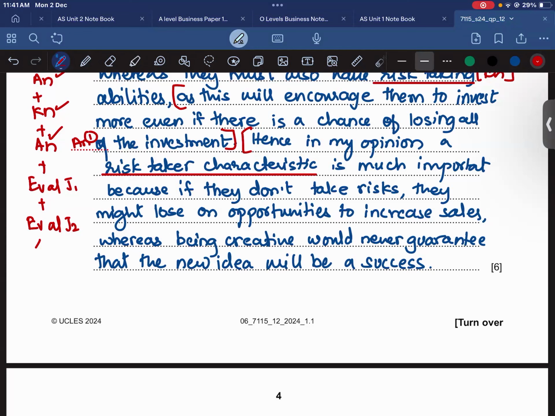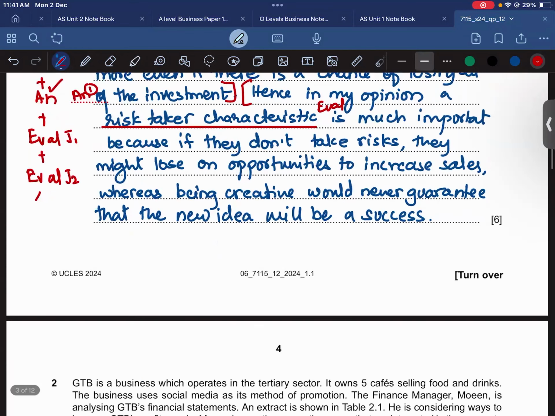So this is my evaluation one, and now I'm giving the reasoning behind why I have selected risk taker and why I have rejected being creative. So we can see that it is much more important, because if they don't take risks, they might lose opportunities to increase sales, whereas being creative would never guarantee that a new idea will be a success. So this is again the evaluation, which is the justification of the answer.